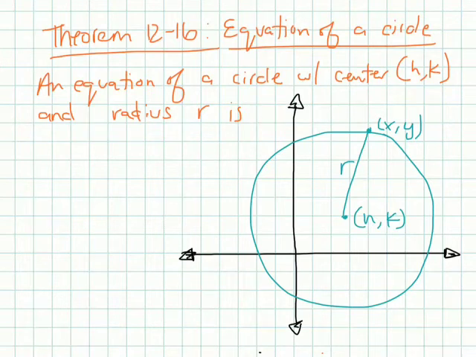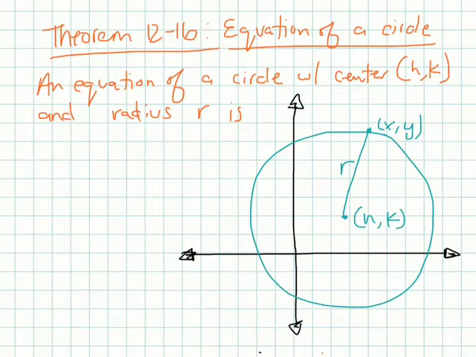Alright, welcome to Geometry 8-5. We're looking at circles in the coordinate plane. And so we're beginning with what is the equation of a circle. So an equation of a circle, when we're talking about circles in the coordinate plane, its center is (h, k), and the length of the radius is r. And then a point on the edge of a circle would be (x, y).